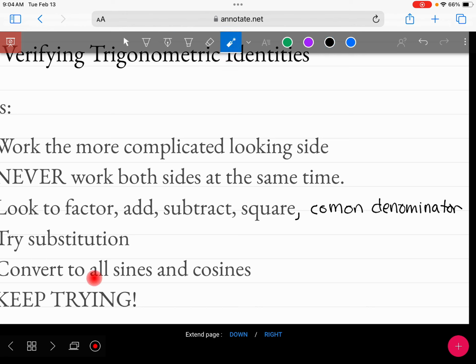When in doubt, convert everything to sines and cosines. And then the last thing to remember when we're stuck is to just keep trying. Do a thing. Keep doing a thing. Okay? Don't give up, because I know you can do it.